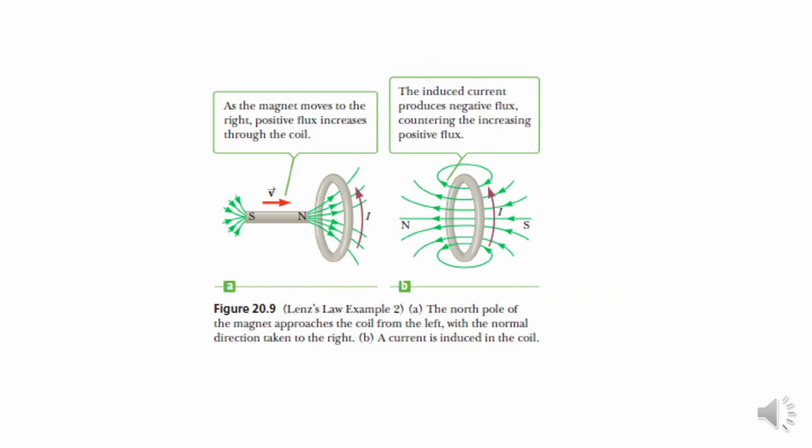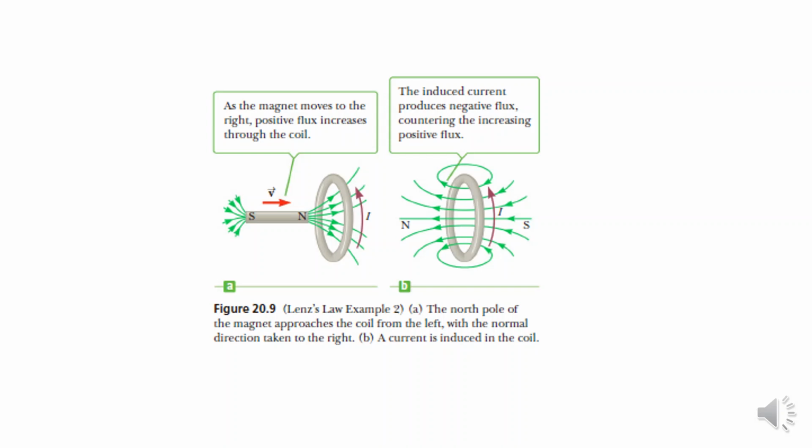Here is another example applying Lenz's law. In figure 20.9a, we have a magnet moving to the right toward the coil. So there will be more flux entering the coil. According to Faraday's law first, because of the change of flux, there will be induced current at the coil.